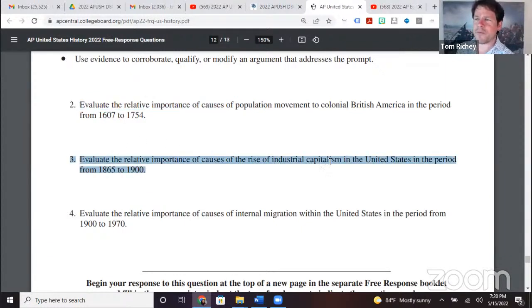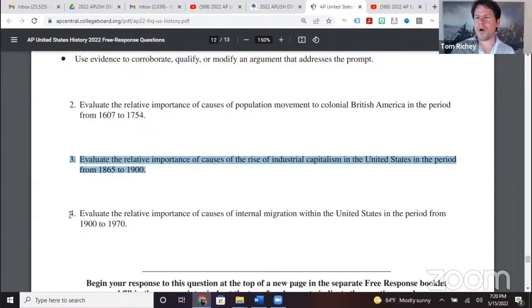So this one, rise of industrial capitalism, this could be support of the U.S. government. This could be technological innovations. This could be entrepreneurship. This could be immigration. There are several different things here. So 3, I could see a path here. Now, so far, I'm liking 2 better.